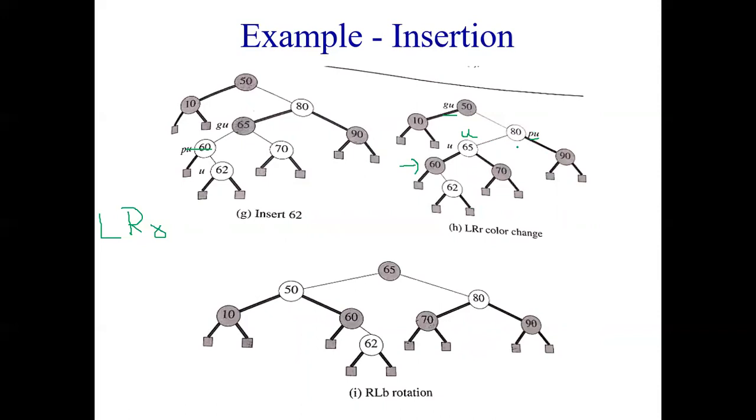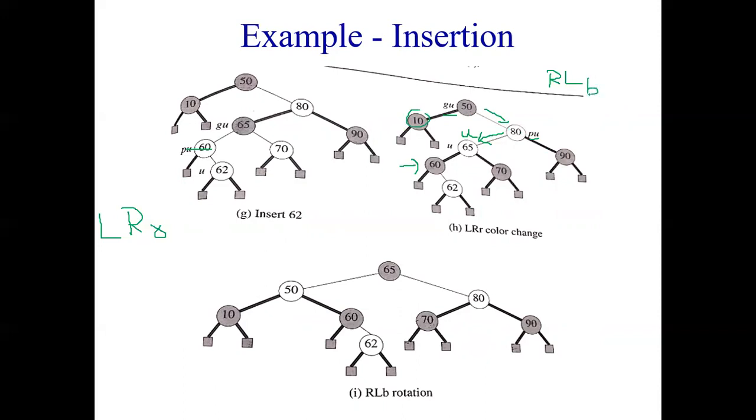What type of imbalance is it? Now U is what child? U is the left child of 80, GU is the right child of 50, and PU is the right child of GU. So this is an RL imbalance, and whether it is RL R or RL B, for that you have to check the parent's sibling. The parent's sibling is black in color, so it is actually an RL B imbalance.